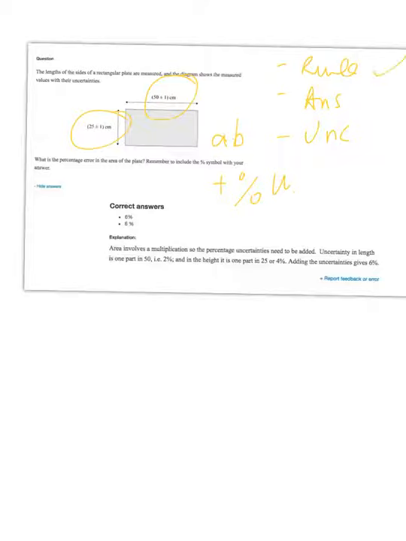Number 2, what is the actual answer? The answer would be height times the width there. So it would be 25 times 50. So you should get a value of 1,250 centimeters squared. That's your answer.